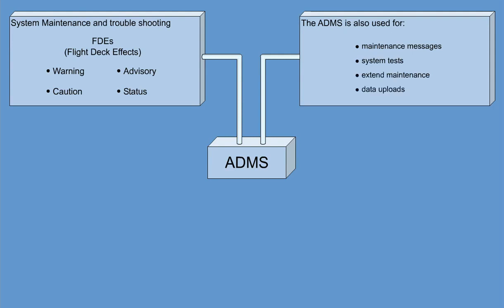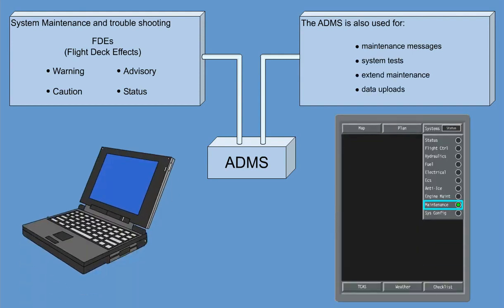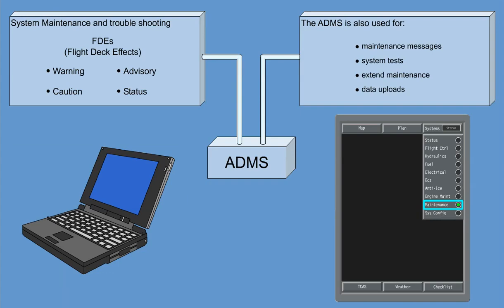These functions can either be performed using the MFD2 or a remote terminal. Although both units are able to perform the same functions, the remote terminal can also display the fault isolation manual and maintenance tasks. The following tutorials will show you how to set up and use the ADMS for these various purposes.